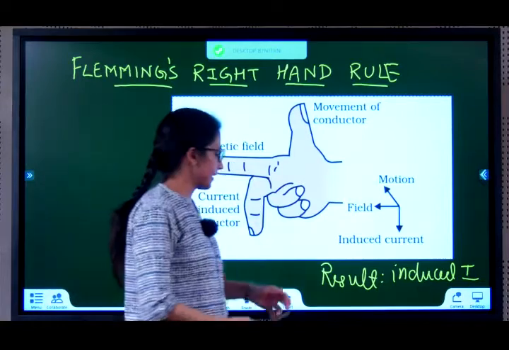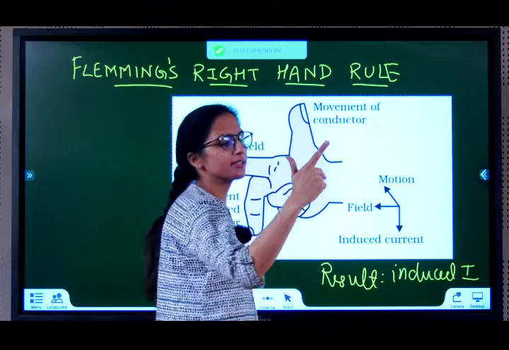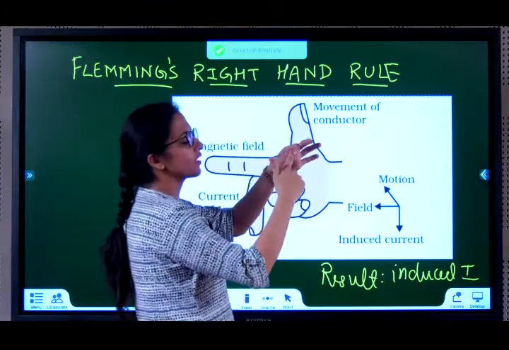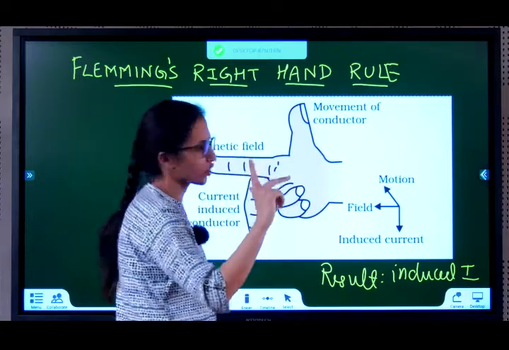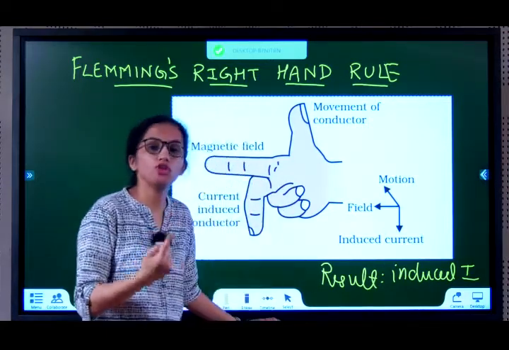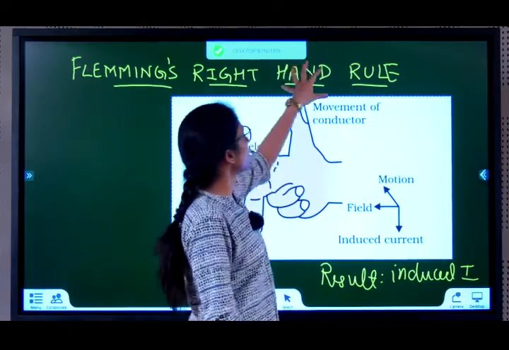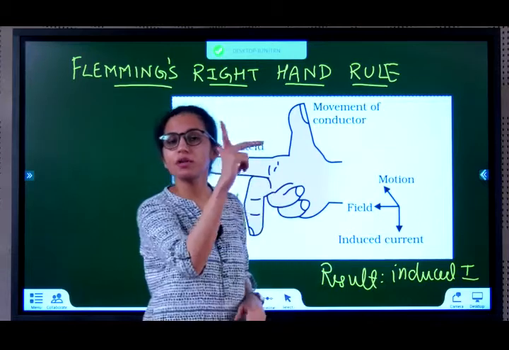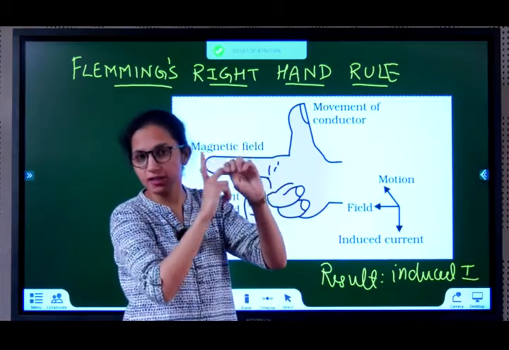In Fleming's right hand rule, very similar to Fleming's left hand rule, stretch your three fingers, the thumb, index finger and the middle finger, in such a way that they are mutually perpendicular to each other. In Fleming's left hand rule, it was done to get the motion of the conductor, which is why we left the thumb. Here we want to know the direction of induced current, and who is current among these three?